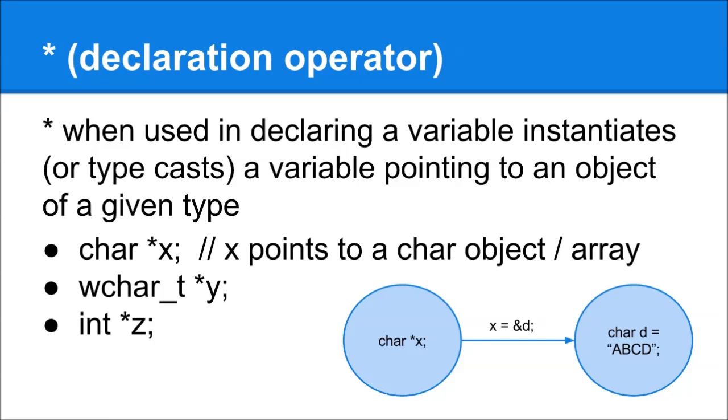So when you declare, you use the asterisk, this declarative operator. It instantiates a variable pointing to an object of the given type. So if you just have char star x, right? It's going to tell the compiler that I have a pointer pointing to a character object. It may contain a number of characters, not just one. And so for wchar underscore t, it's pointing to a wide character style object, and so on for the last example. And so those alone are going to be undeclared.